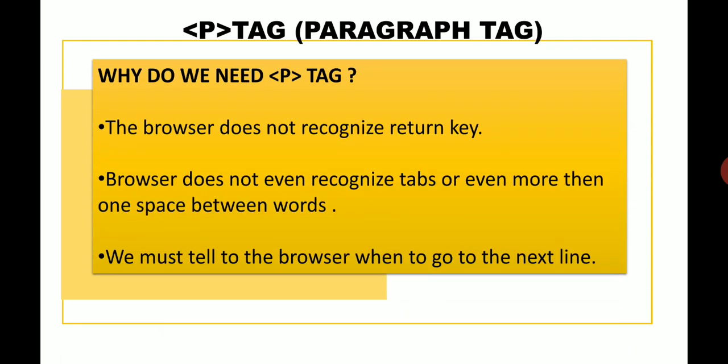Now, the question arises, why do we need p tag? Why do we need to specify that this is a paragraph? Why don't we simply type it? The reason being, the browser does not recognize enter key. It will not identify it. How do you understand the browser does not identify enter key?